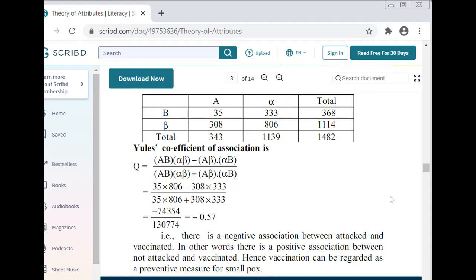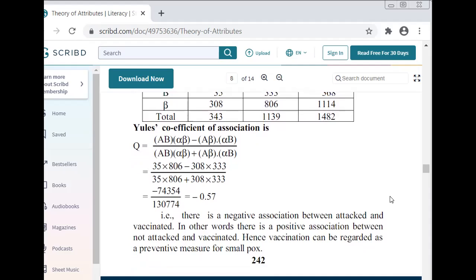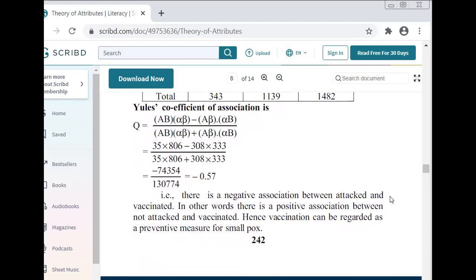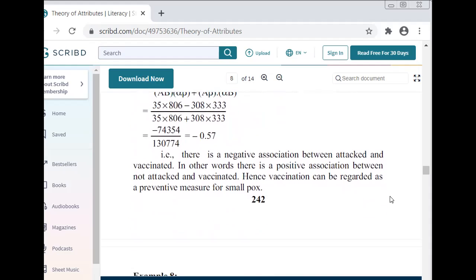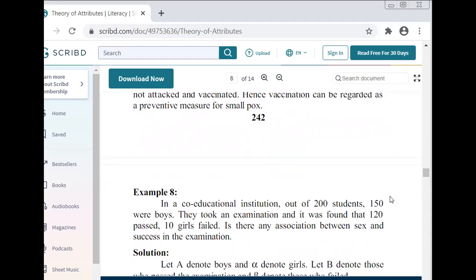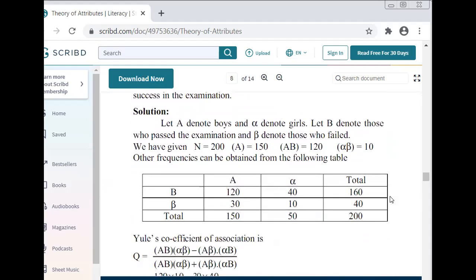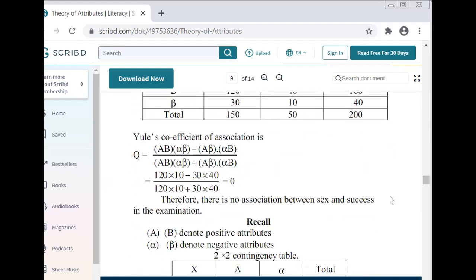0.57. So now what is the conclusion of this problem? There is a negative association between attacked and vaccinated. In other words, there is a positive association between not attacked and vaccinated. So hence vaccination can be regarded as a preventive measure for smallpox. Okay. So these are the problems based on Yule's coefficient of association.